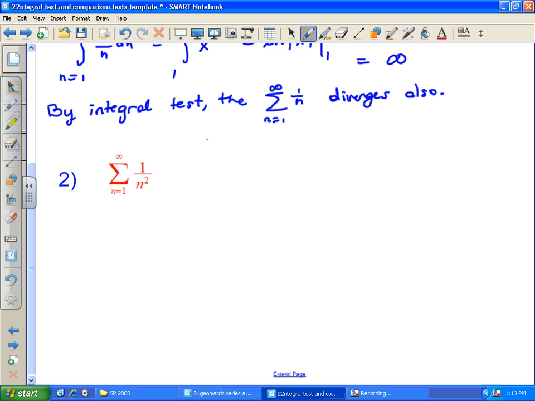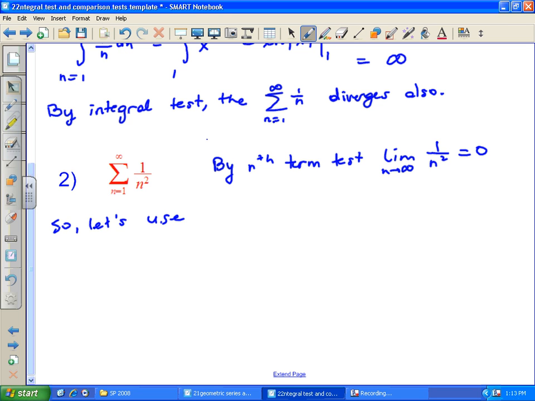First, I always recommend you apply the n-term test. What do we get by the n-term test? Exactly. Once again, by the n-term test, the limit of the sequence is 0. So that test by itself is not enough to answer this question. So use another test. Let's use the integral test once again. That's the only other one we know so far. So let's integrate 1 over x squared dx from 1 to infinity.